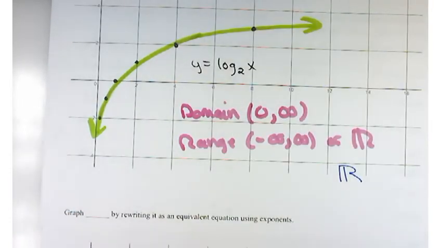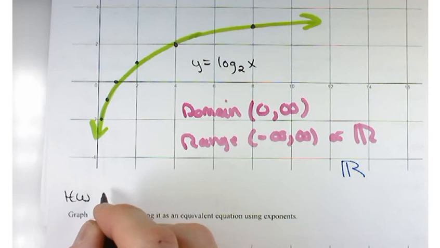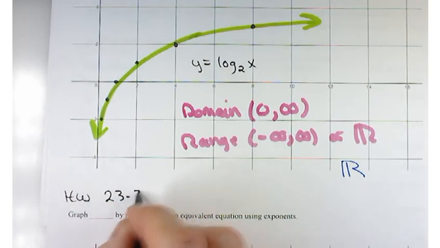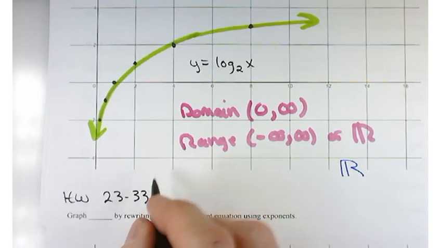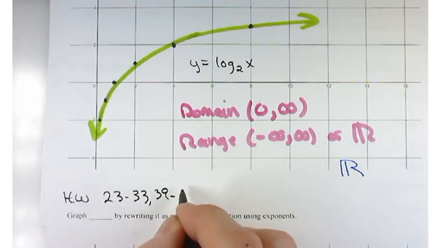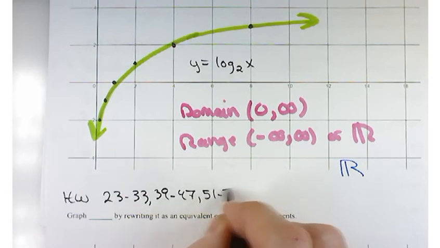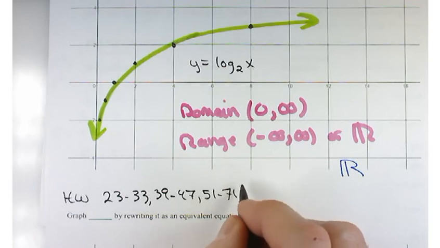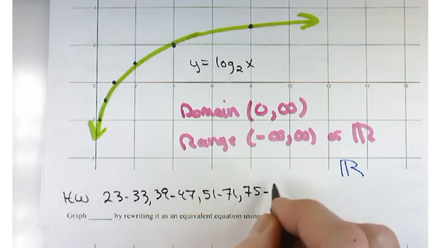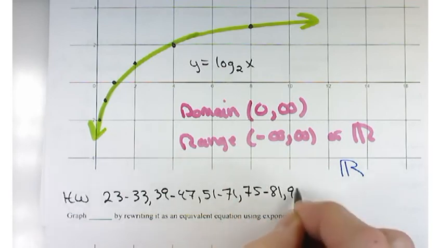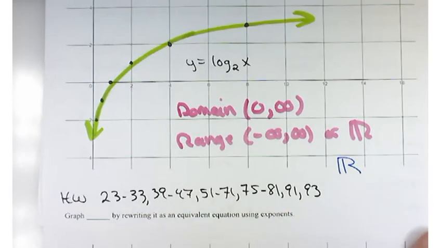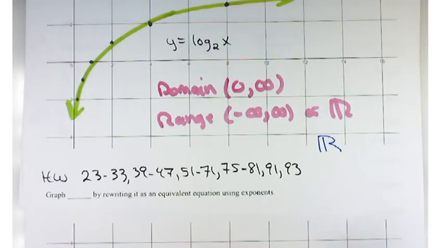Let me give you some homework then. Homework: 23 through 33, 39 through 47, 51 through 71, 75 through 81, 91, and 93. Does that look like a lot?